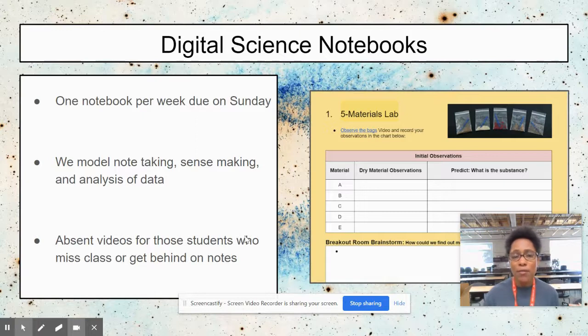There are also absent videos for those students who miss class or get behind on notes. Sometimes students really would prefer focusing in on the lab and focusing in on us and take the notes at another time. Or some kids are just not real fast typers. So if you notice your student falling behind, don't worry. There are absent videos, and I'll show you one a little bit later in the presentation.